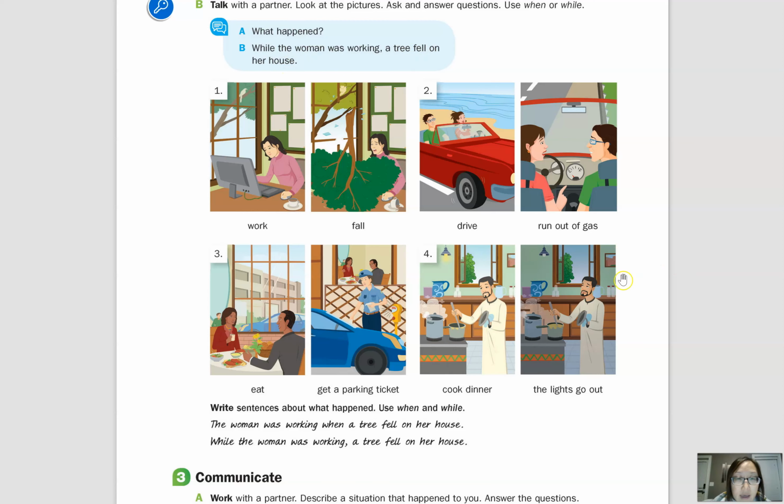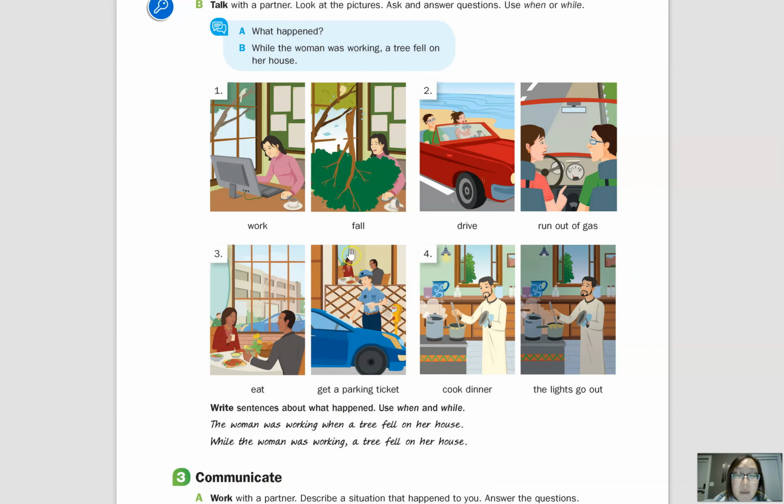So if you look at this sentence at the bottom, it says, while the woman was working, a tree fell on her house. This is the same sentence as the example, but you can also use when. You can use the when clause. Now, as I mentioned, a tree fell on her house is past tense. So we need to include when with the past tense. So we can say, the woman was working when a tree fell on her house. Okay, so both of these sentences are good options, or they are possible answers.